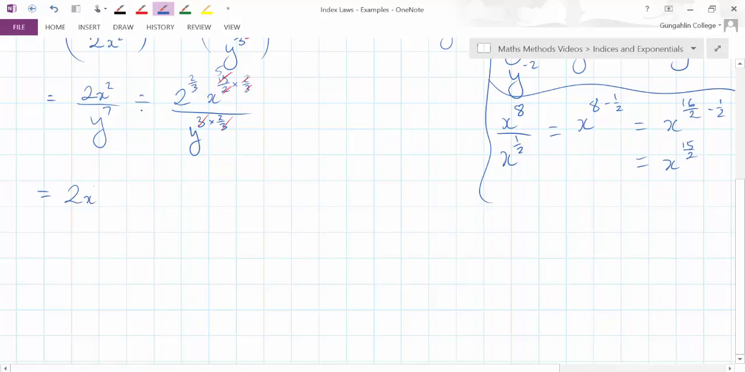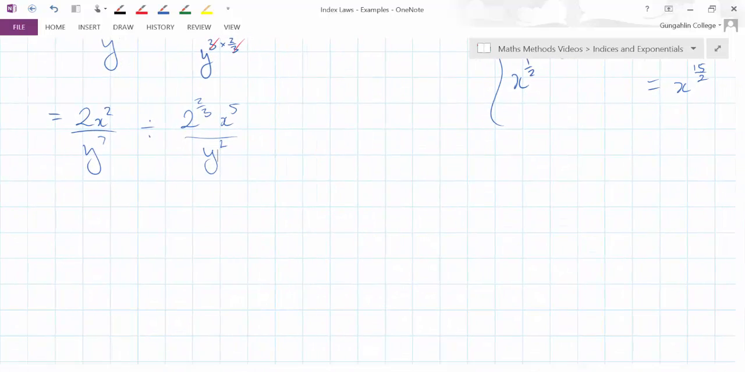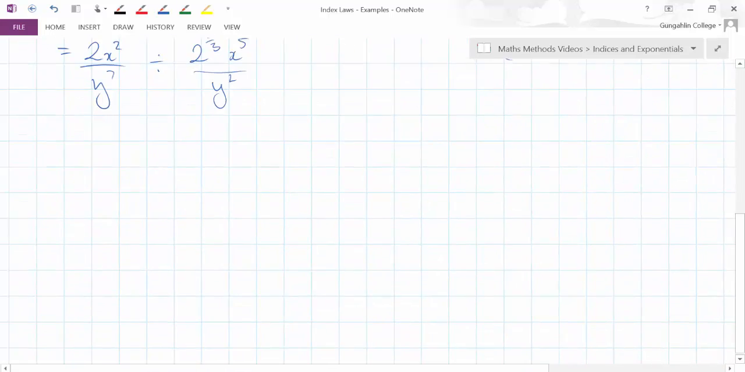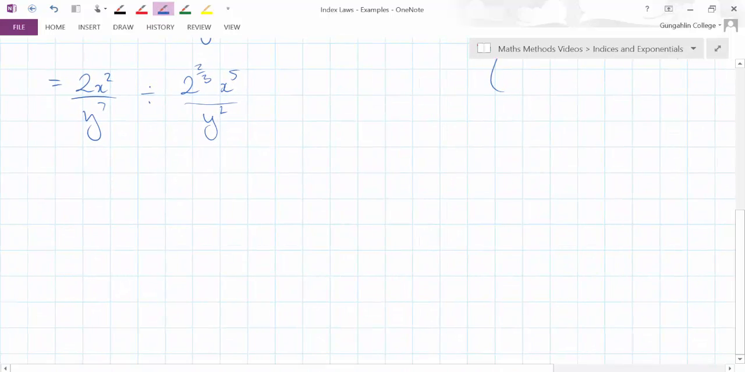So after that process, I'll have a 2 to the 2/3 x to the 5 on y squared. And we've basically done the hardest work in this. Kind of untangling all these brackets and fractional powers and stuff is the worst bit. And once we get to something like this, it's relatively easy. Remember when we're dividing two fractions that we change this to a multiplication and flip the second one. So this becomes y squared on 2 to the 2/3 x to the 5.